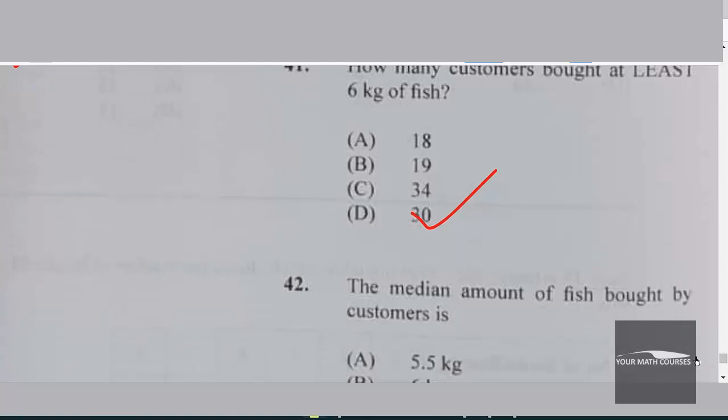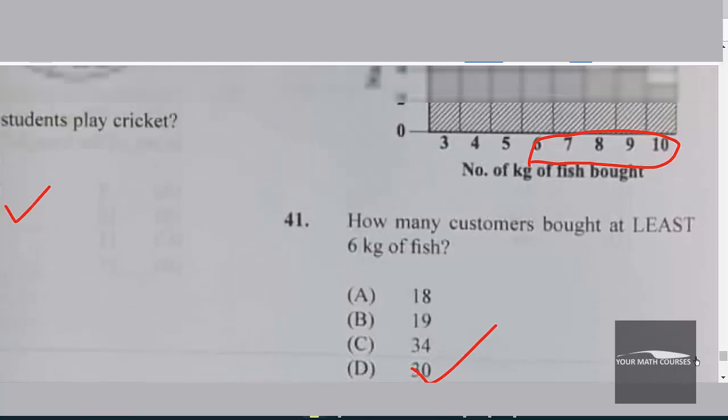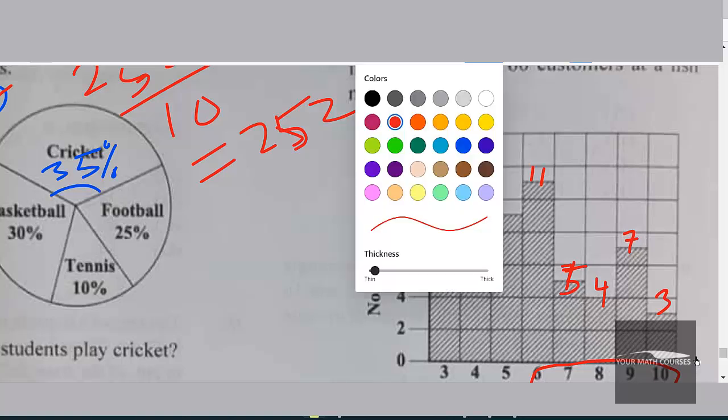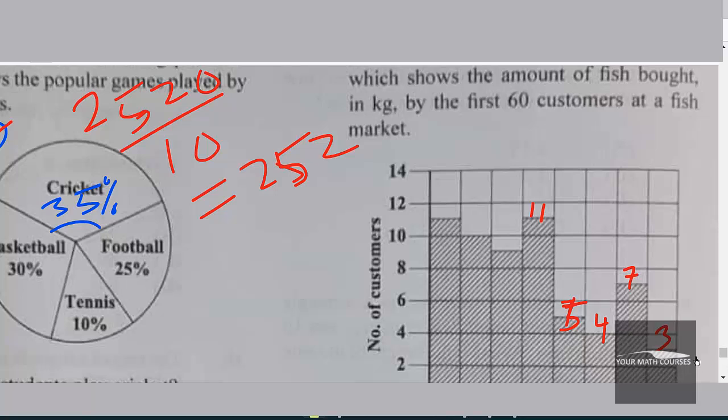The median amount of fish bought by customers is, so the median. To find the median, let us use the highest rectangle here. So we draw a line from here until we get to this. Then we draw a straight line from here too until we get to this. So it's supposed to be something like this.